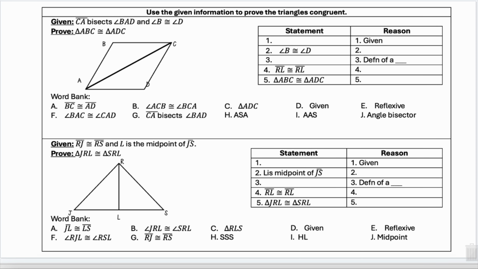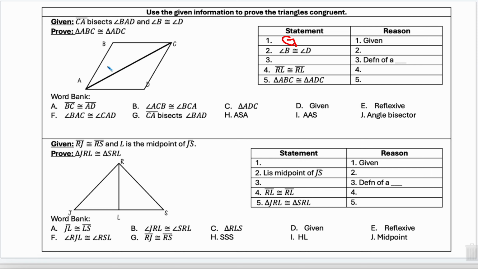Using the given information to prove the triangles congruent. Again, the only thing you can mark on these figures is physically what they tell you, the reflexive and the vertical angles. It tells you that CA is bisecting angle BAD. Well, I know that, so I can start by filling that out, saying CA bisects BAD, and I can put G here. Why do I know it? It was given.